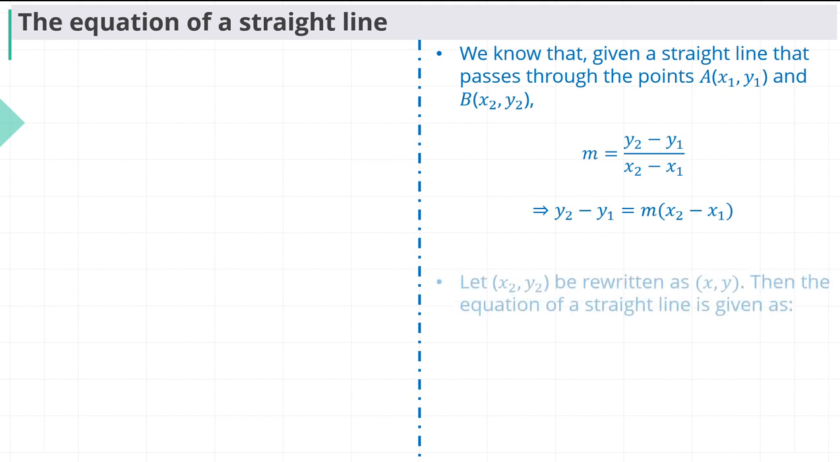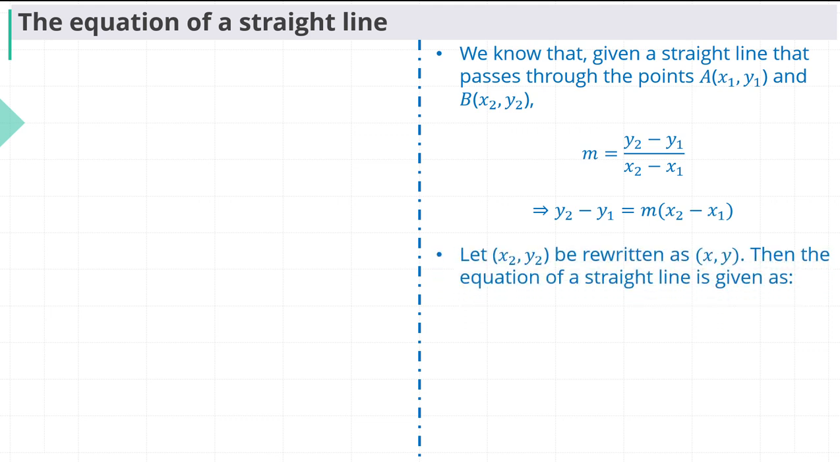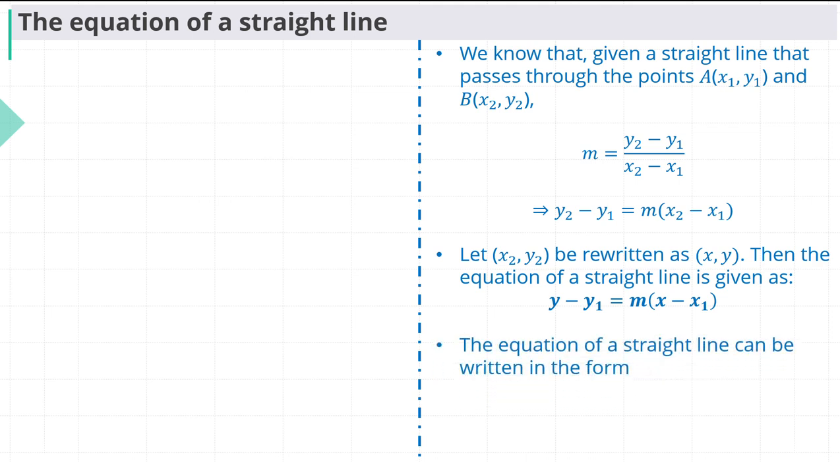Now, let us use the coordinate (x, y) to replace the coordinate (x2, y2). Then the equation will now be written as this. This y minus y1 equals m multiplied by x minus x1 is what we are referring to as the equation of a straight line. Now this equation of a straight line can be written in the form ax plus by plus k equals 0.